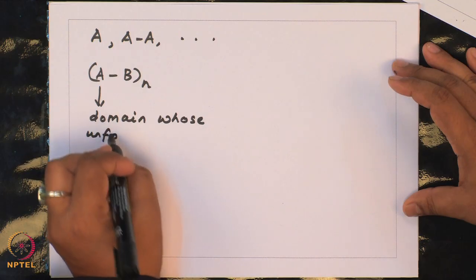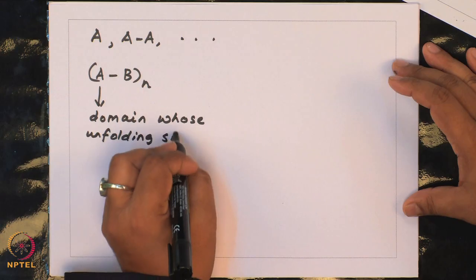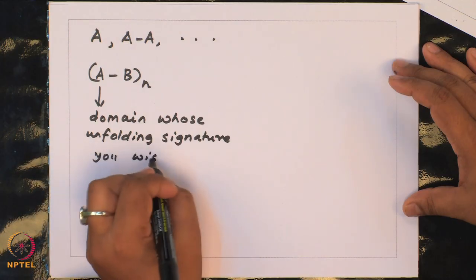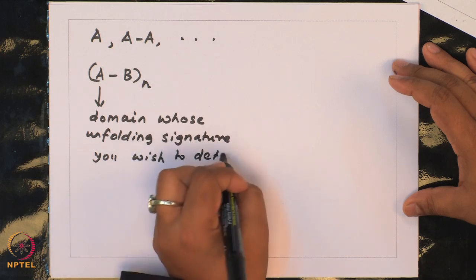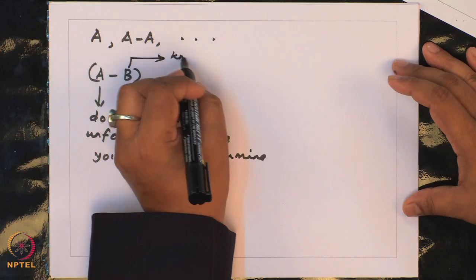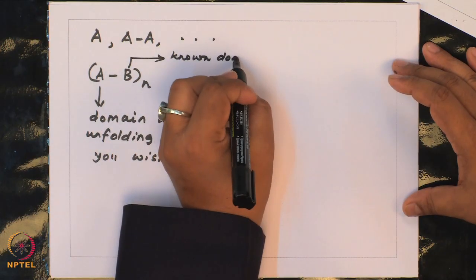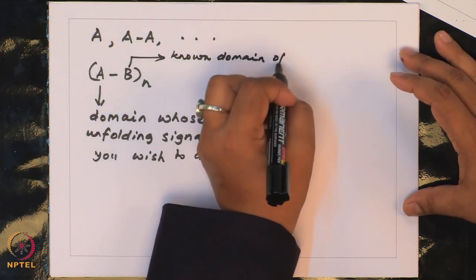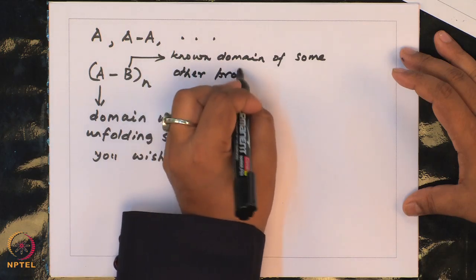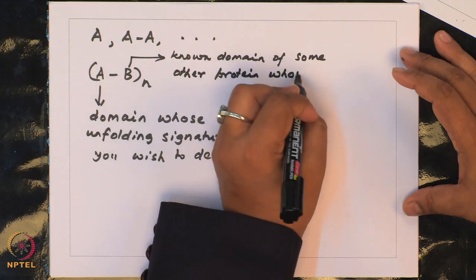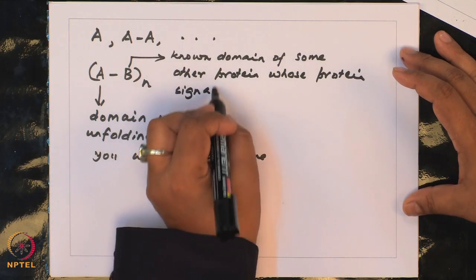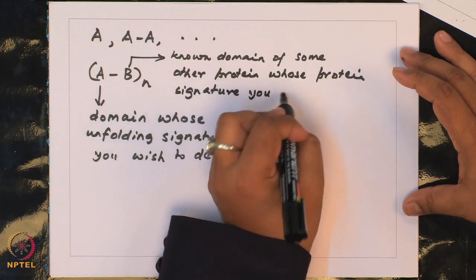A is the domain whose unfolding signature you wish to determine, and B is a known domain of some other protein whose signature you already know.